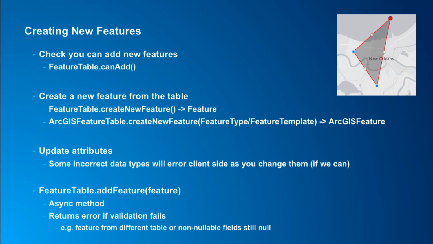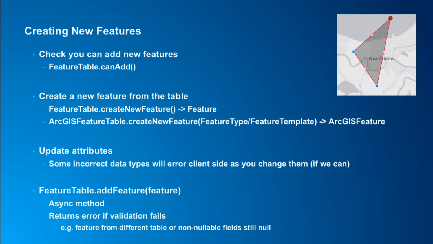Otherwise, they're going to click on it and get an annoying error message that says, no, you wanted to do something you can't do. You shouldn't even present them with that tool. So there's a feature table can add method that just looks for all the permissions in that table to check that it's editable. Once you've done that, and it is editable, you can create a new feature from that table. There's a feature table create new feature method.